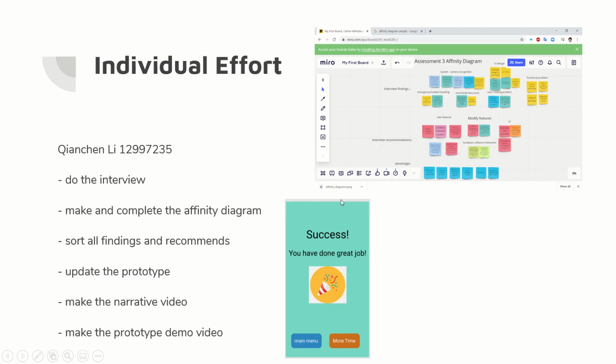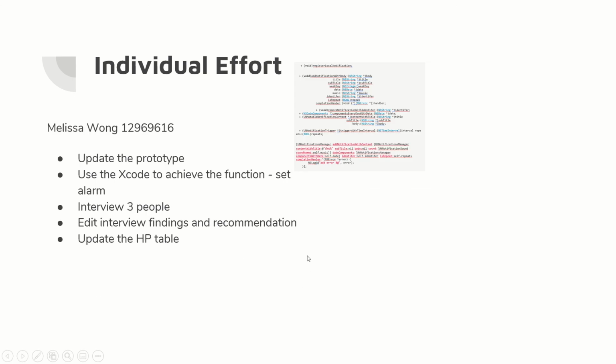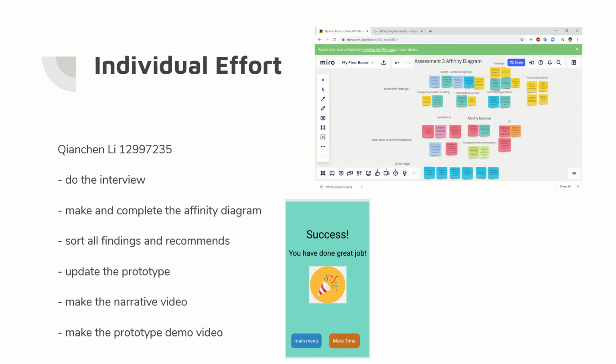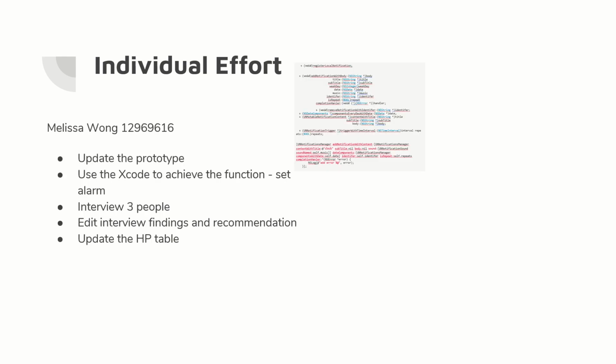Here's our individual effort. I did the interview, made and completed the affinity diagram, and sorted all findings and recommendations in the list that I have talked about before in this video. I updated the prototype, made the narrative video, and made the prototype demo video. Melissa Wong updated the prototype. She used Xcode to achieve the set alarm function. She interviewed 3 people. Actually, I interviewed 3 people as well. She edited the interview findings and recommendations. She updated the hypothesis table.